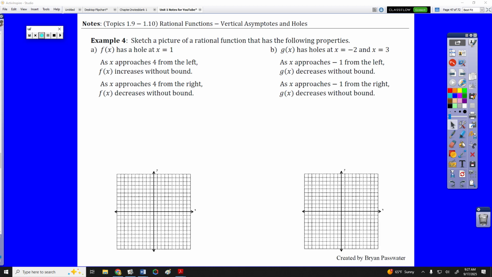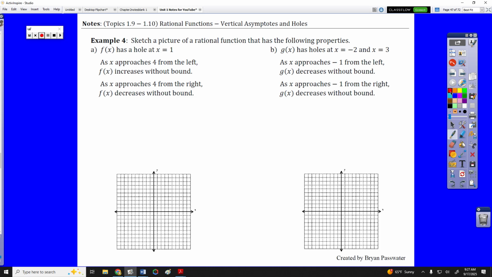Example 4 is asking us to sketch a picture of a rational function that has the following properties. So I've included a graph here. You can hand draw your graph as well. You just have to make sure that your graph matches the verbal description given in letter A. So we have two pieces to that.